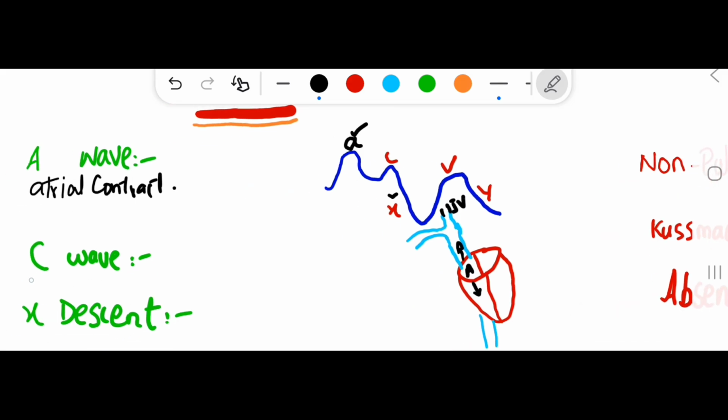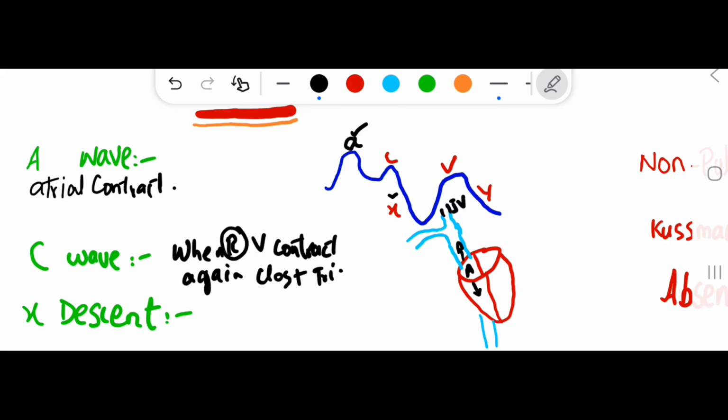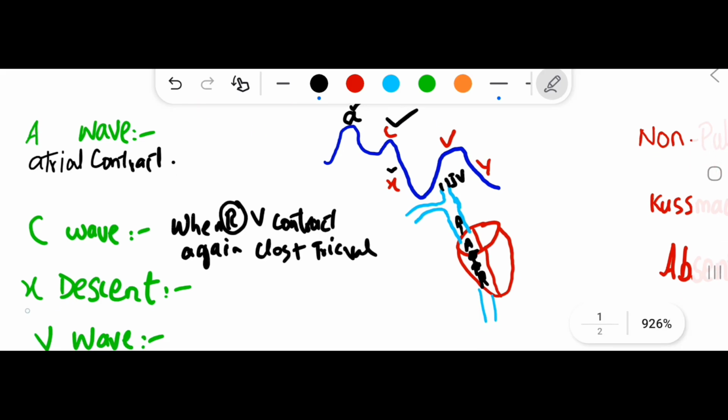Then C wave. C wave is produced when the right ventricle contracts against the closed tricuspid valve. Here you can see when this right ventricle contracts and the tricuspid valve is closed, some blood moves towards the tricuspid valve and causes bulging of the tricuspid valve into the right atrium. This also produces a wave. This is C wave.